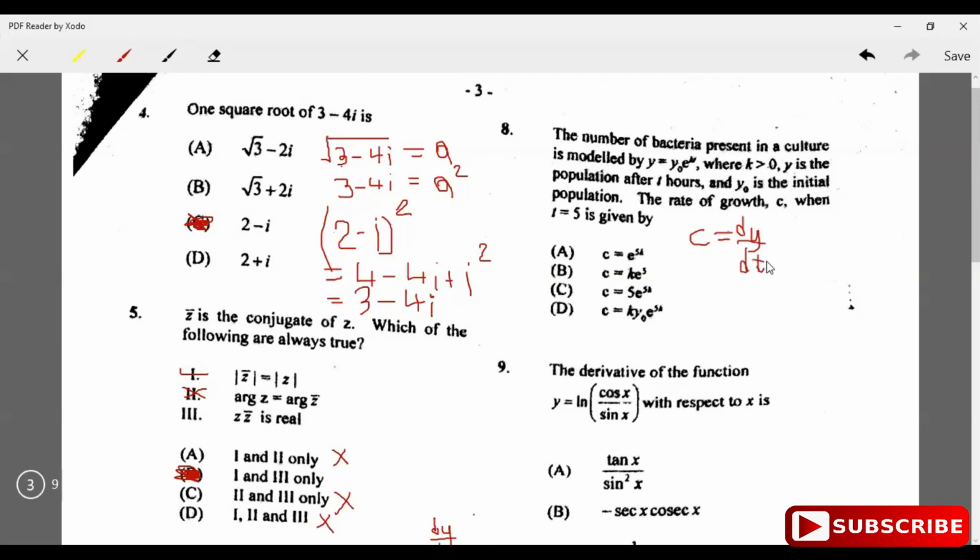And so in order to find dy/dt, well, we differentiate this right here. So we bring down the power k, and so we're going to get k y naught e to the kt, and in this case t is equal to 5, so we'll get 5k. That looks like option D.